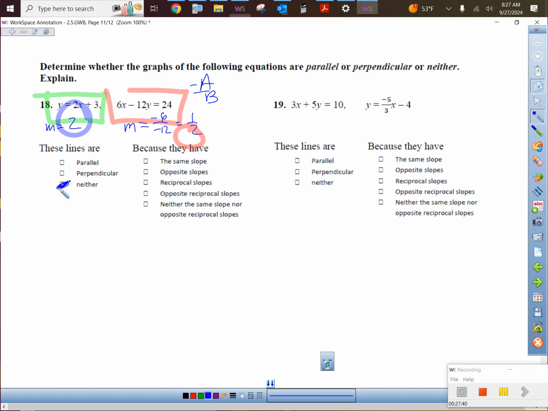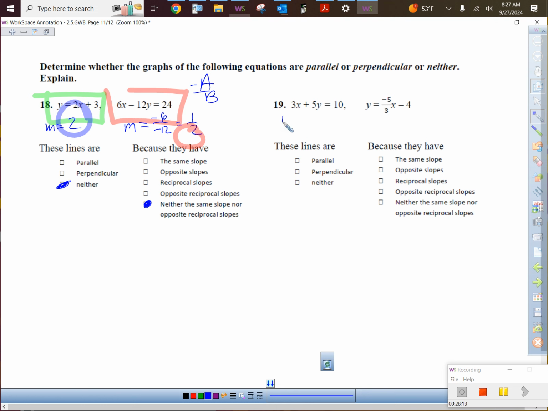Your homework will have the boxes for you to check right there. It is neither. Why? See if you can find the right choice out of there. Just one of those is correct. It's the last one: they did not have the same slope. Isn't that why we said no to parallel? They did not have opposite reciprocal slopes. That's why we said no to perpendicular. So it is the last one of those. Rock on. Let's try another one here.